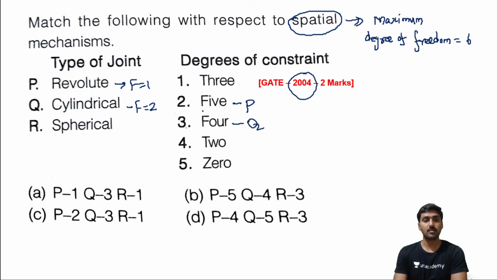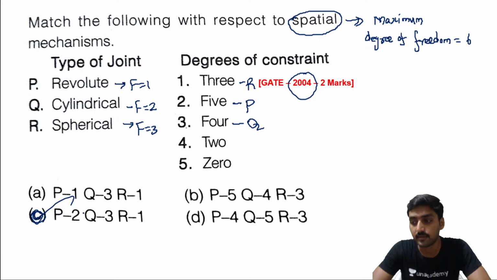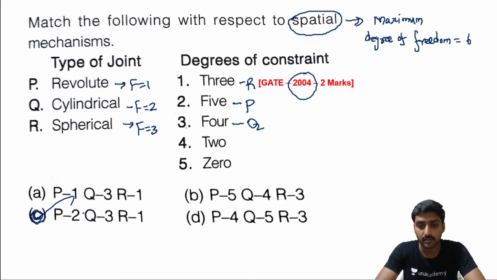Then spatial mechanism, that is spherical mechanism, F is equal to 3, number of degrees of freedom 3, number of constraints 3. So it is matched with R. Therefore P2, Q3, R1. It belongs to option C. Here option C is the right solution for this question. Is it clear? Right?